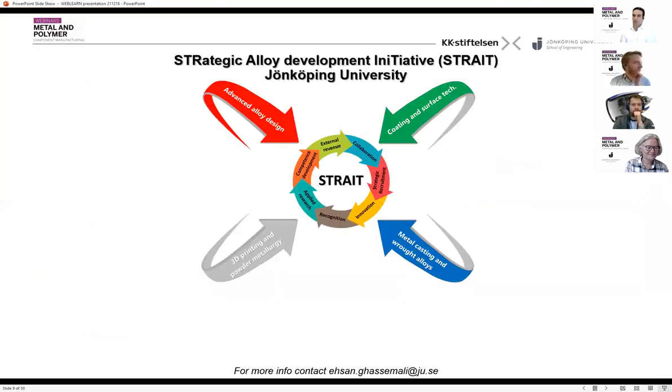Before we move to the main presentations, I would like to give you an overview of the activities that we are doing as alloy development at Jönköping University. A few years ago, we received a strategic fund from the Jönköping Foundation, which governs Jönköping University, to develop strategic alloy development activities, a project called STRAIGHT. It looks at different aspects of alloy development, especially for metallic materials, including advanced alloy design and different material processing, for example, coating and surface technology, metal casting and wrought alloys, and 3D printing and other techniques as well.